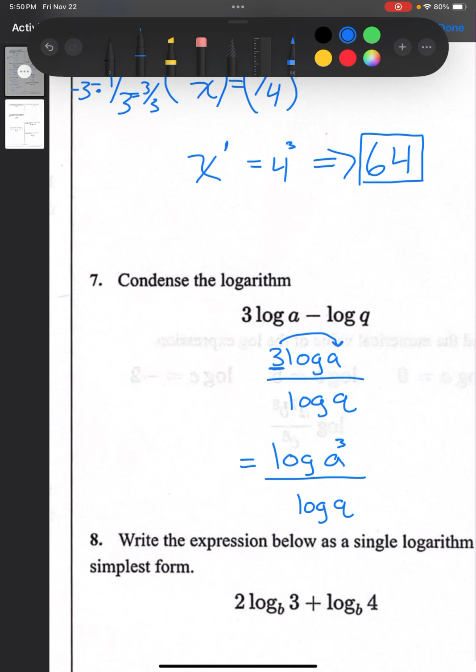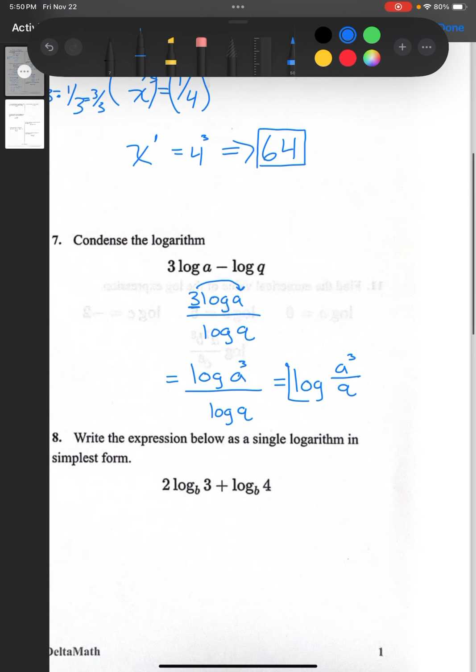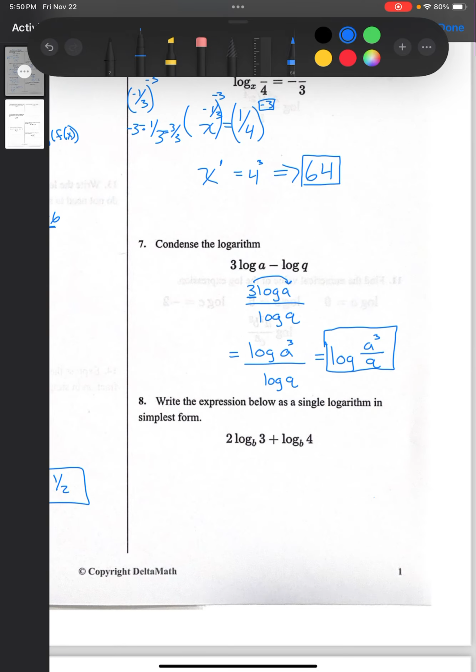So you have this, and then another step again to write this. You can keep that log here: log of A to the third over Q. So that is the condensed log. This is the form they want you to get to when they say condense it. Now, for number 8.